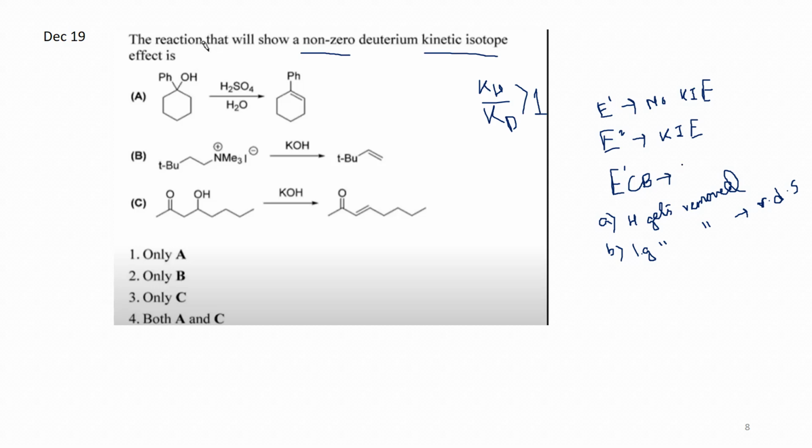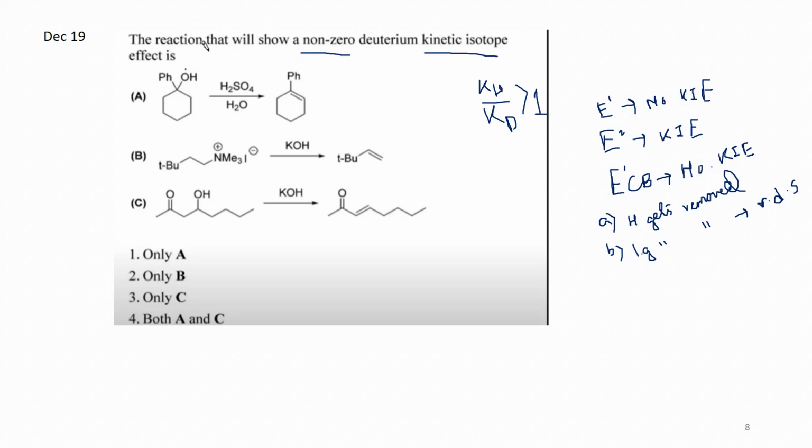So that's why it will also not show any kinetic isotope effect. Okay. So therefore, let's see which of in all the cases double bond has formed. So that means in all the cases eliminations have taken place. So if we go through the mechanism, then you can understand where kinetic isotope effect will be observed and where not.